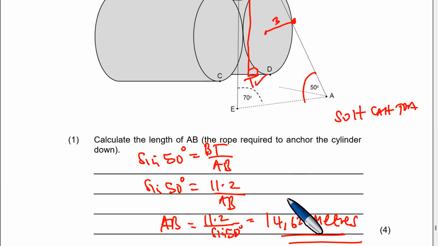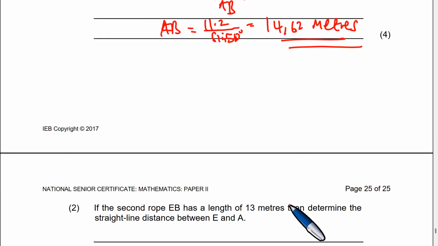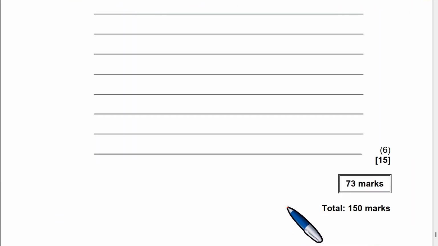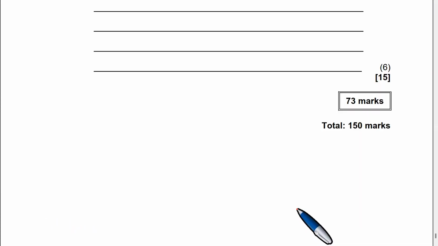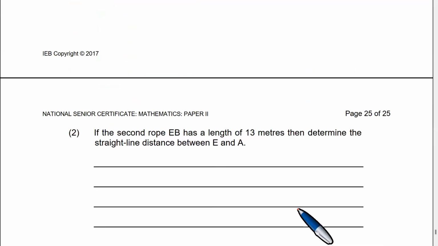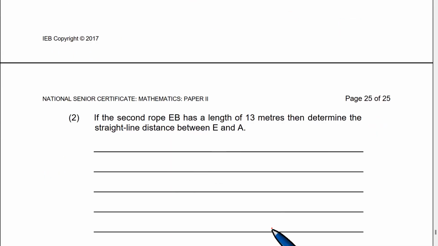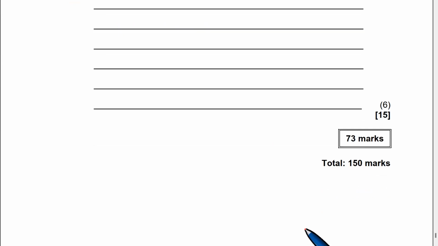Okay, the next question. This was the end of the matric paper, the end of the paper on geometry. You can see the marks at the end are 115, the total for the paper.